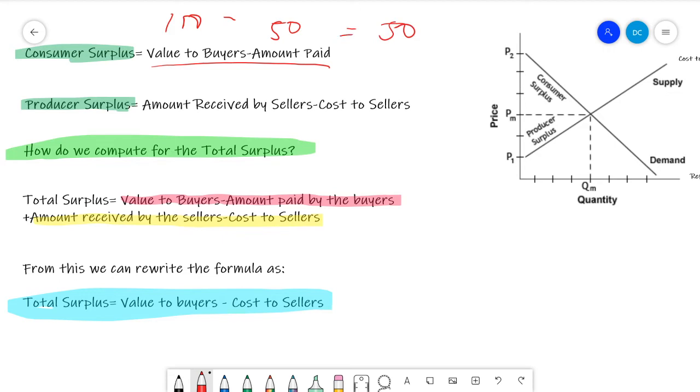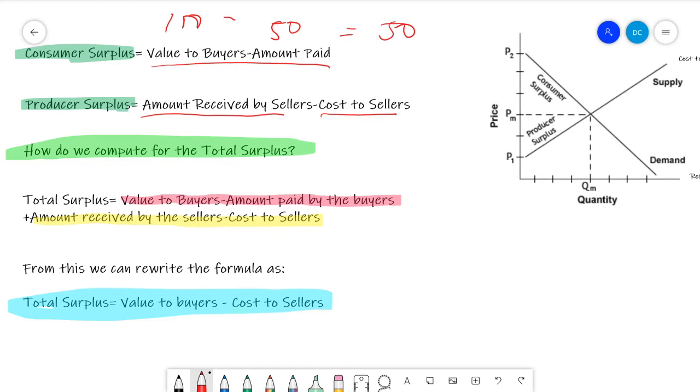50. So, going back to the producer surplus, the benefit that producers get whenever they participate in the market, we said we get it by subtracting the cost to the seller, meaning their opportunity cost, from the amount that they receive for their manufactured product or the service they've rendered. That gives us the producer's surplus.